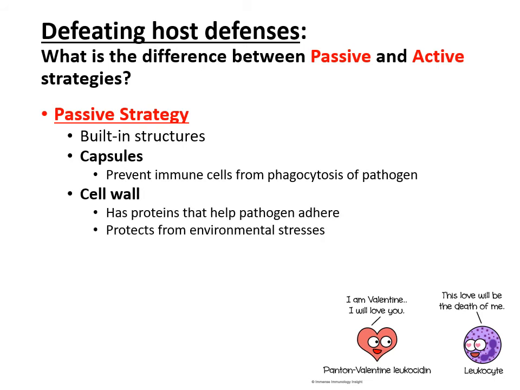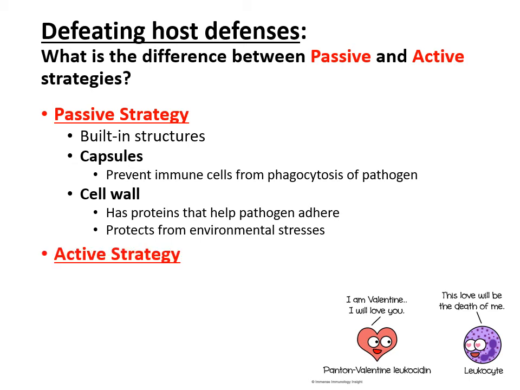Or their cell wall, which again physically blocks your immune system from targeting them, but also has proteins that help them to do what they need to do in your body, and that can be toxic or dangerous to your body to help protect them further. Okay? So again, passive strategies are parts of the bacteria that they already have to protect them. They don't have to do anything extra.